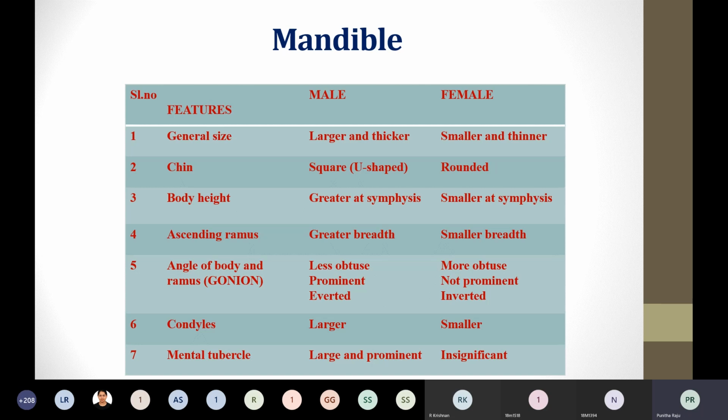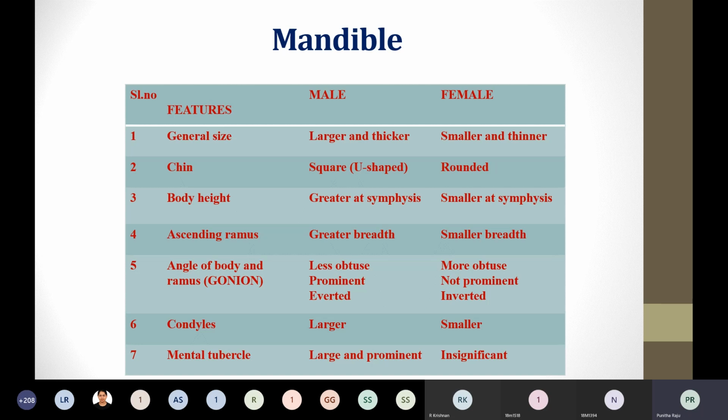And the next one is the condyles. It is larger in males and smaller in females. And even the mental foramen and mental tubercle are larger in males and smaller in females. So these are the major differences between the male and female mandible.